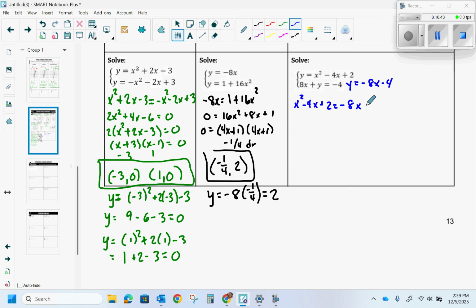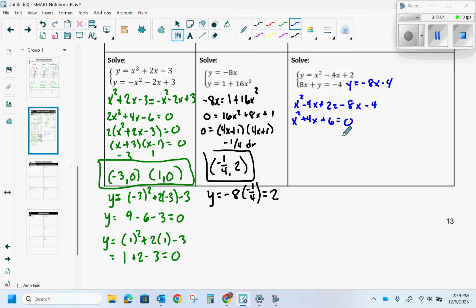We have a line and a quadratic. So we could have none, one, or two solutions. All right, so it's a quadratic. Let's get this set equal to 0. Add 8x to both sides, so that's going to be plus 4x. Add 4, so that's plus 6.